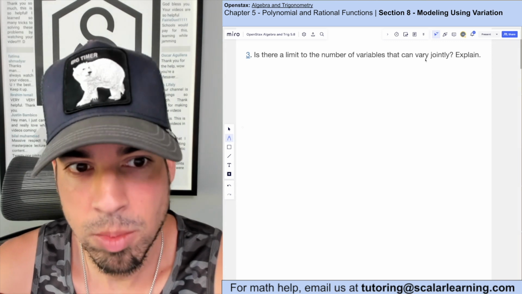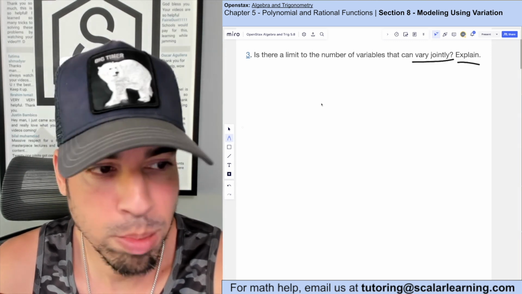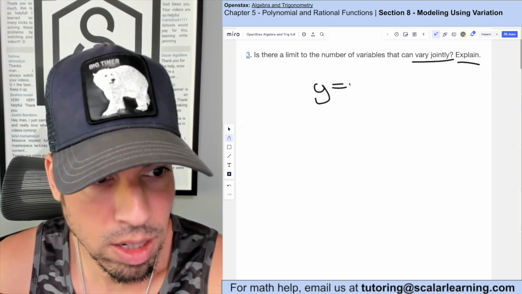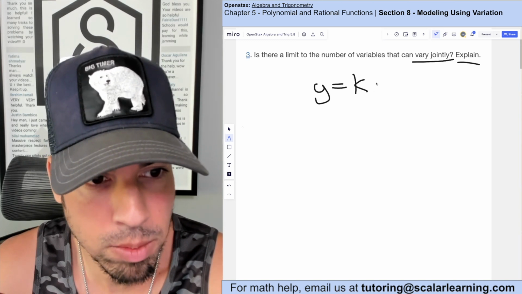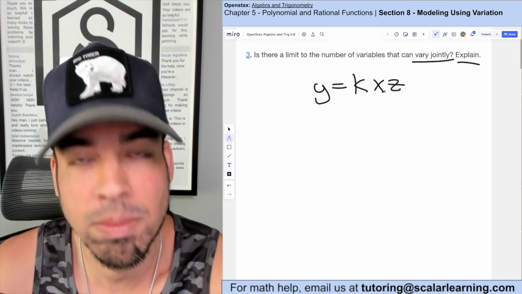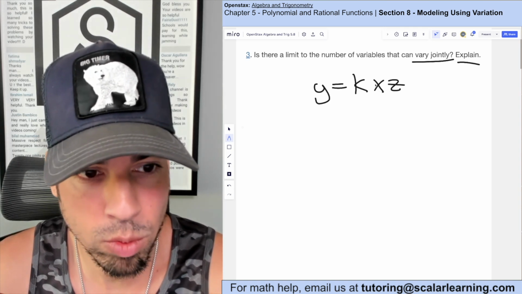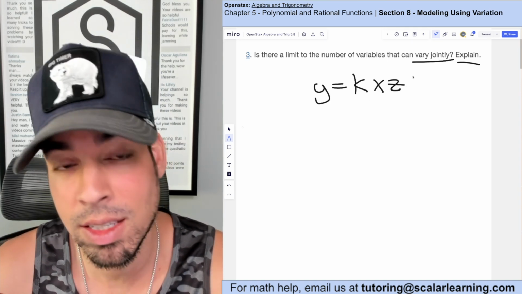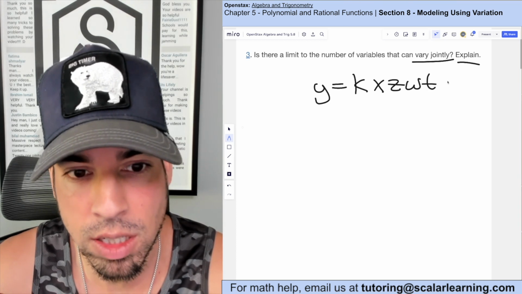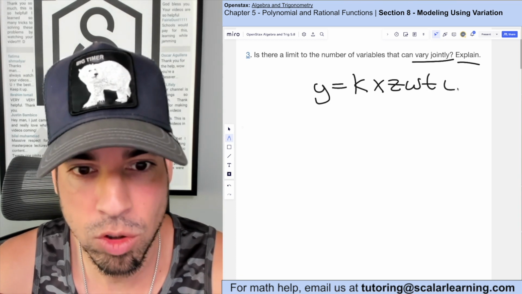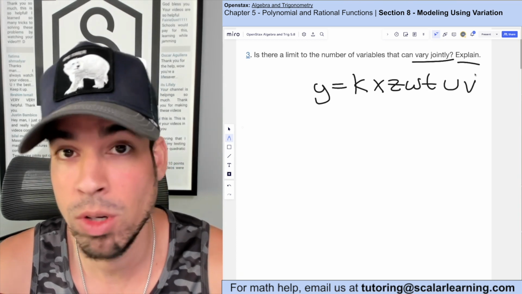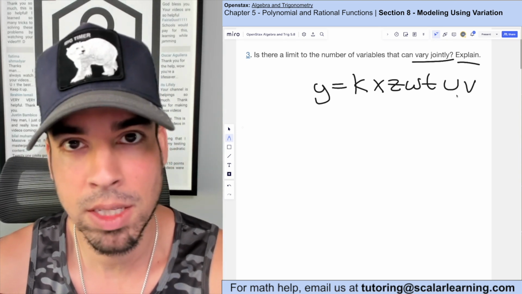Is there a limit to the number of variables that can vary jointly? Explain. So again, joint variation, an example might be a constant times x times z, something like this. So the question is, is there a limit? Like right here, it's y varying jointly with two variables, x and z. And the answer is no. I could have w, t, what else? U, V, so on and so forth. I could go on and on. So there's no limit. That's the answer.